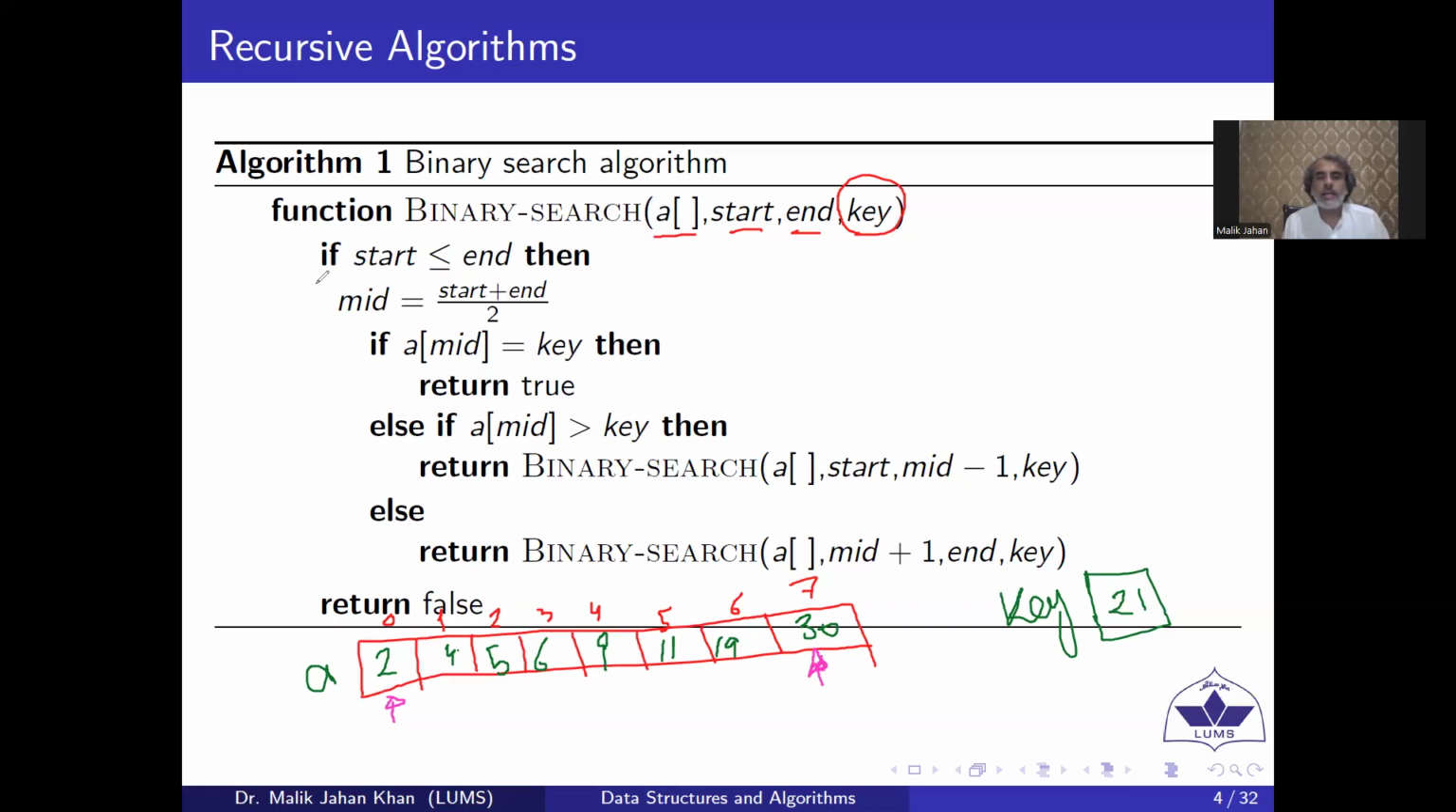So our algorithm works as follows. We compare the start and end indexes. If start is smaller than or equal to end index, then we compute its midpoint or mid index.